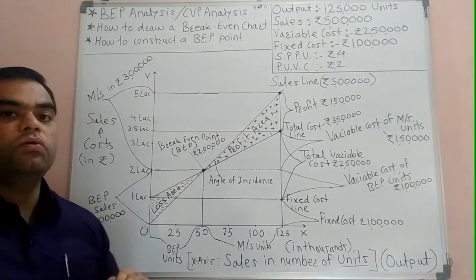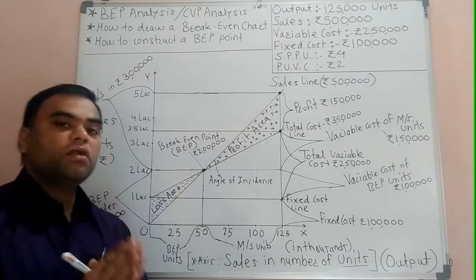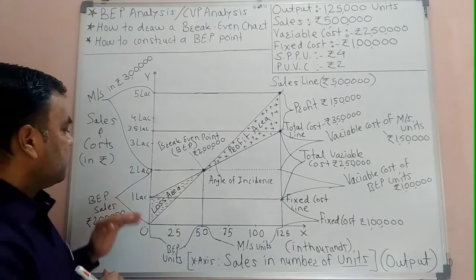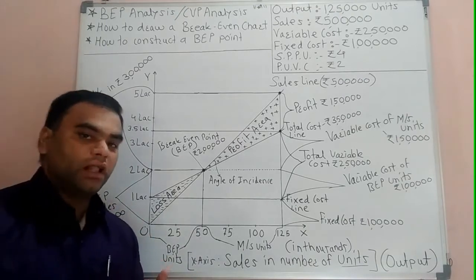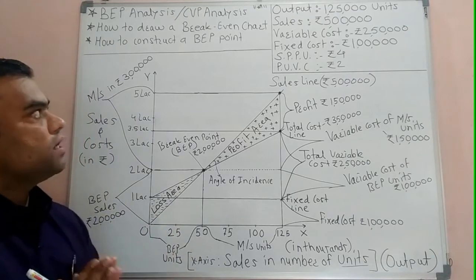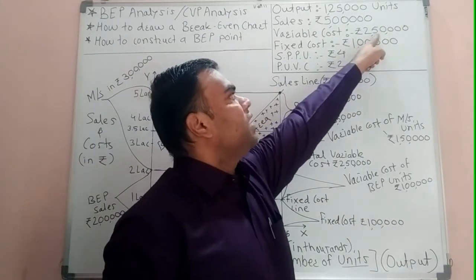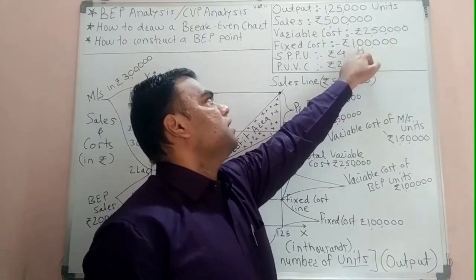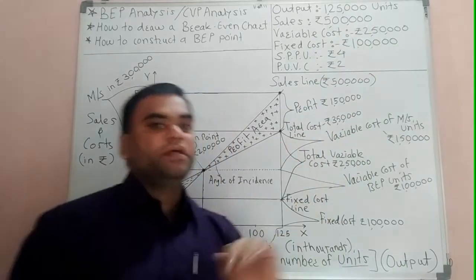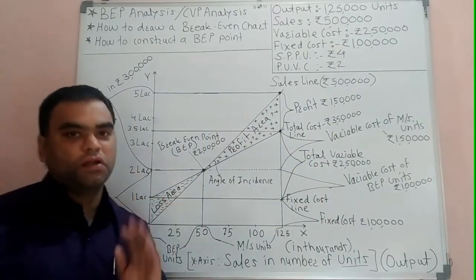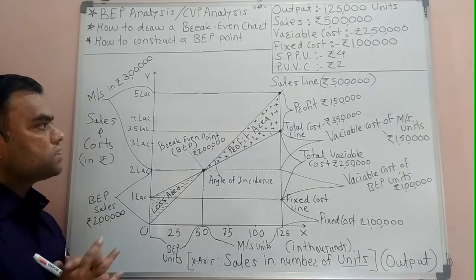Next, what do we have to do? We have to draw the total cost line. Total cost means fixed cost plus variable cost. So how much is our total cost? Fixed cost 1 lakh, variable cost 2,50,000. Total 1 lakh plus 2,50,000, that is 3,50,000 is our total cost. So we have to draw the total cost line.